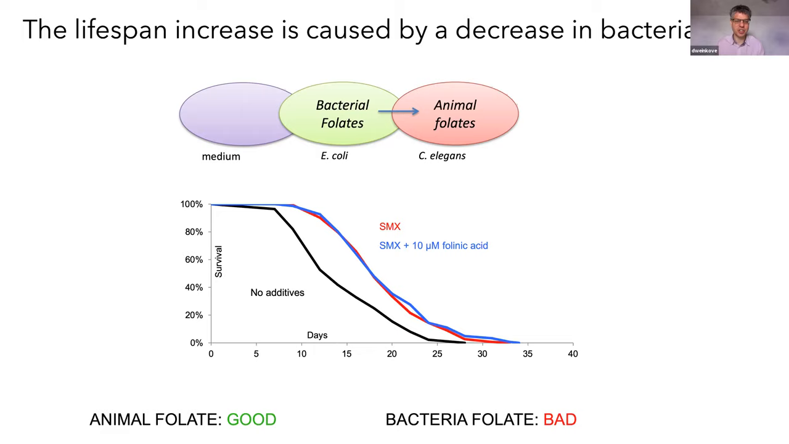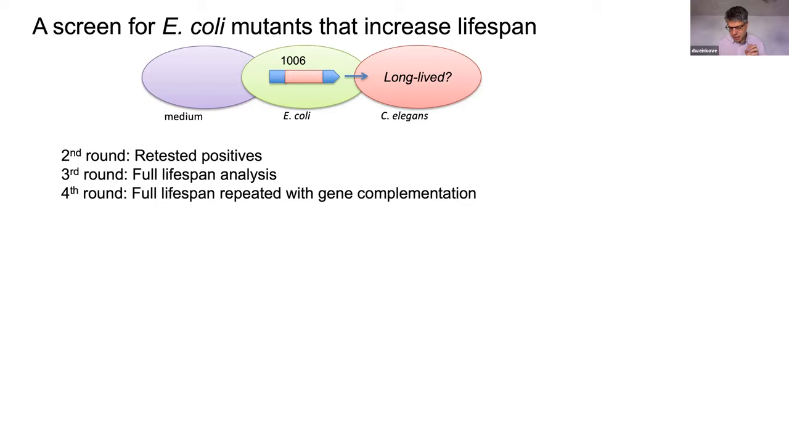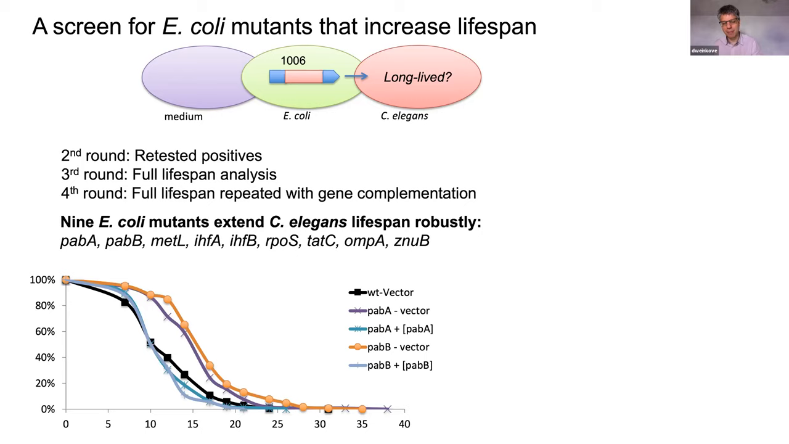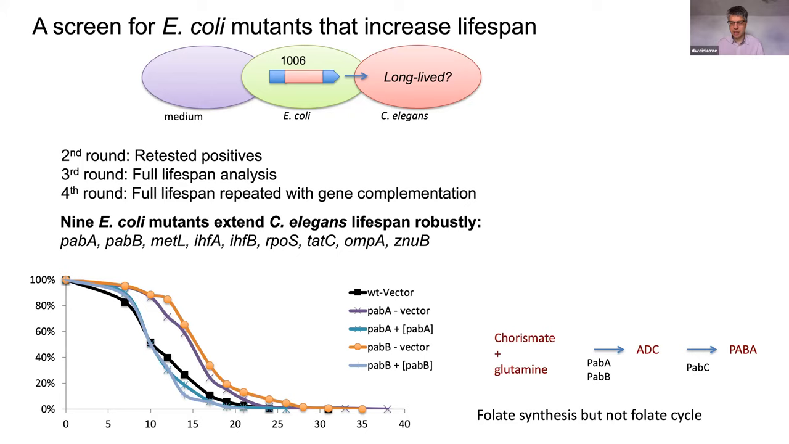One of the things that we could do was use the Keio collection, a collection of all the viable single gene mutations of E. coli, and we used that to screen over 1,000 mutants of E. coli to find other genes that might influence lifespan of C. elegans. We did 4 rounds of testing. I don't have time to go into the details, but we found 9 E. coli mutants that extended C. elegans lifespan robustly. Two of those were involved in folate synthesis directly. That's pabA and pabB, used to make PABA, which, as I said before, is a precursor to folate. And we could rescue that by putting the genes back in.